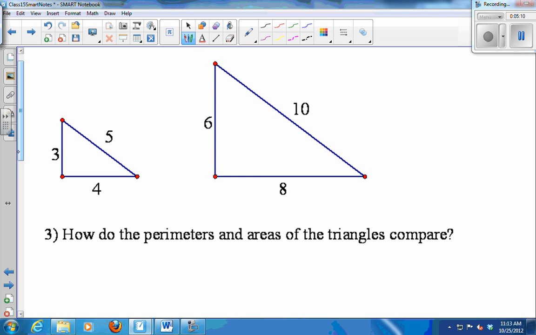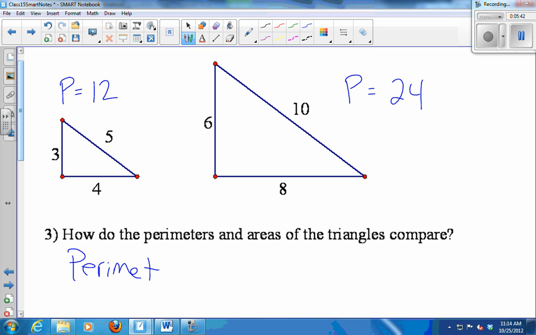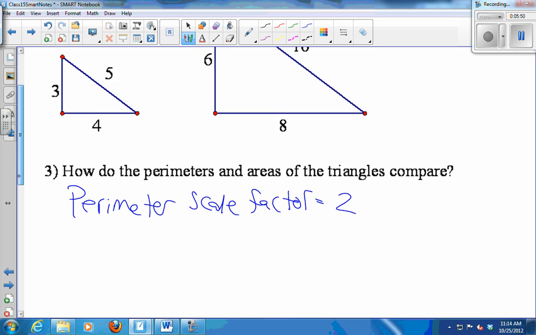So let's look at the perimeters of the two triangles. The perimeter of the 3, 4, 5. Perimeter is just when you add up the distance around. So 3 plus 4 is 7, plus 5 is 12. And the perimeter of the big triangle, 24. So what's the scale factor from the perimeter of the small one to the big one? 2. Scale factor is still 2. So perimeter scale factor is 2.